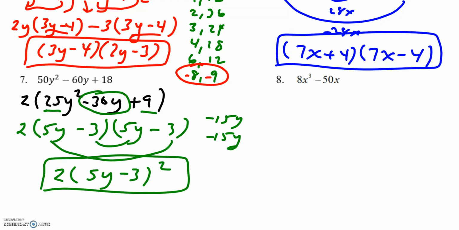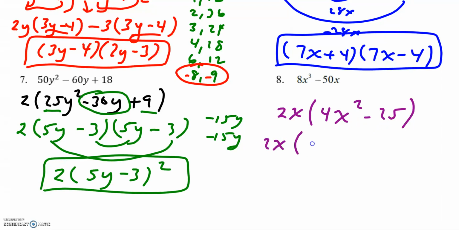Number 8, do I have a greatest common factor at the beginning? Yes, I do. I can take out a 2 and an x. And if I do that, I'm left with 4x squared minus 25. Then if I look what's inside here, I don't have a trinomial, but I could rewrite this as a trinomial. I do not have 4 terms, so I can't group. So what if I thought of this as a trinomial? 4x squared plus 0x minus 25.